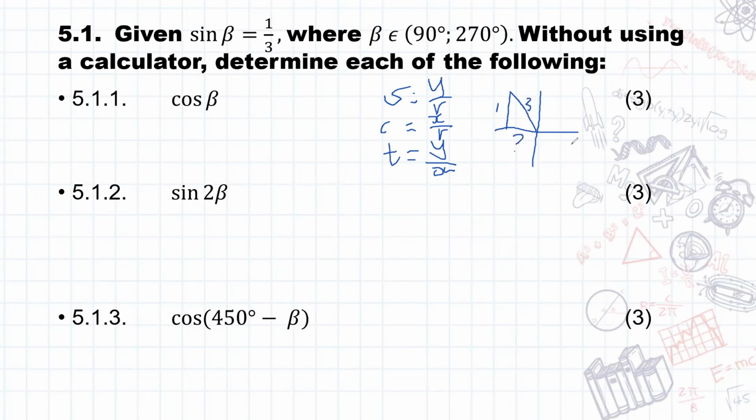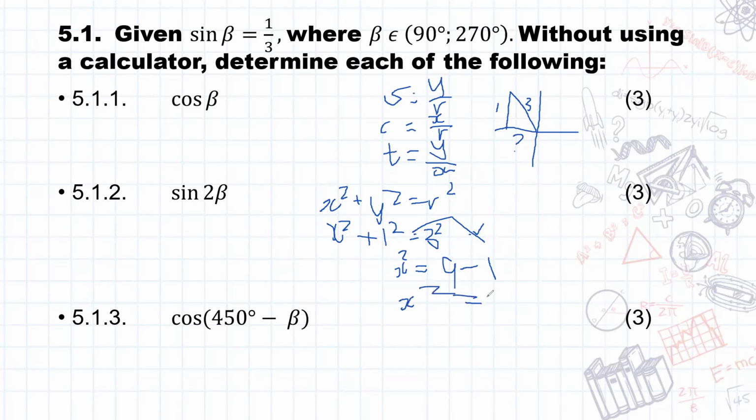And how do we find any value in a right angle triangle? Well, we use Pythagoras. So we're going to have x squared plus y squared is equal to r squared. If we substitute this in, x we don't know, and that's what we're looking for. Y is 1 and r is 3. 3 squared is 9, 1 squared is 1, and we take it to the other side, so it becomes minus 1. And so x squared is equal to 8.